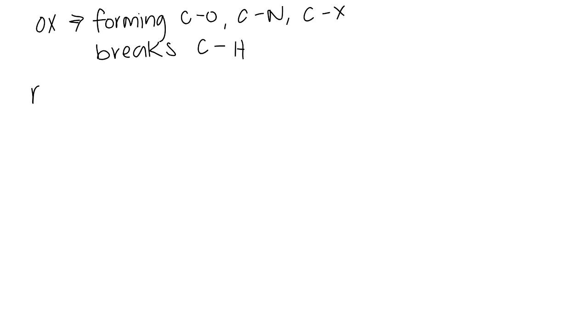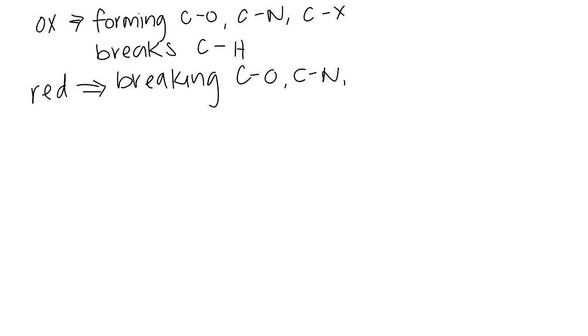So then reduction, of course, is the opposite. Here we are breaking CO and CX, and we are forming CH bonds. So in this case, we could be going from an alkyne to an alkene or an alkene to an alkane. We're getting rid of those multiple bonds.